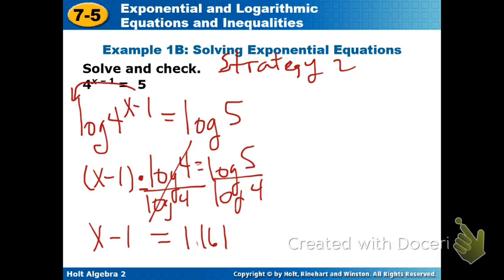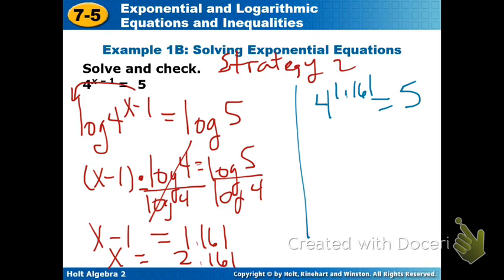All right, so what is our x on this one? We're going to move the 1, yes. So it's just going to become 2.161. And then let's come over and do a quick check. So 4 to the x minus 1, that's just going to be, we're just back to the 1.161. Is that going to give you approximately 5? Yes, and it will when you check it.